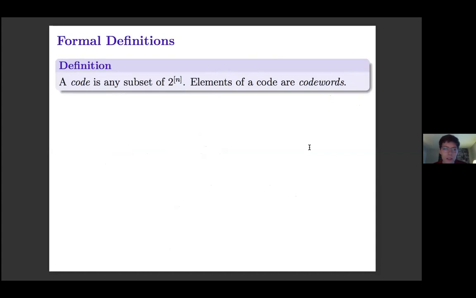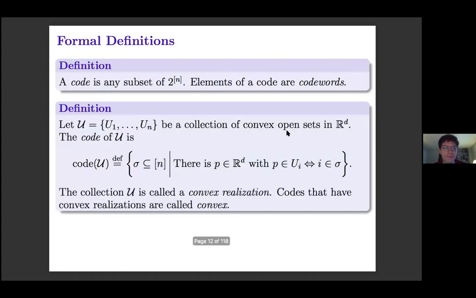And again, this is the formal terminology we're using. A code is any subset of the power set on n elements. I'm always going to assume I have the empty set just for convenience in this talk. And if I ever say code word, that just means an element of a code. I'm going to put up this formal definition, but we don't have to worry too much about it. If I have a collection of convex open sets, let's say script U, and I have 1 through n sets, I can write down the code that this collection of sets would give rise to if I'm thinking about them as coming from these neurons.